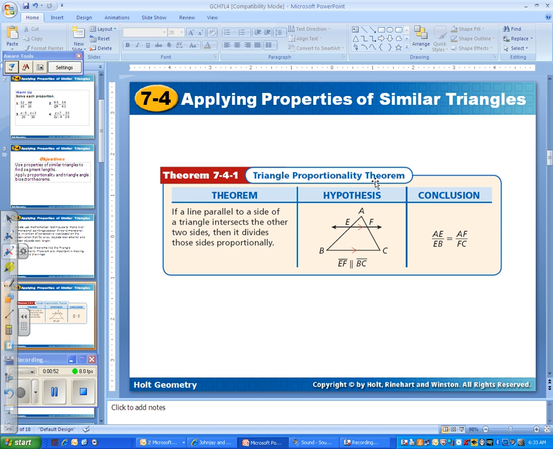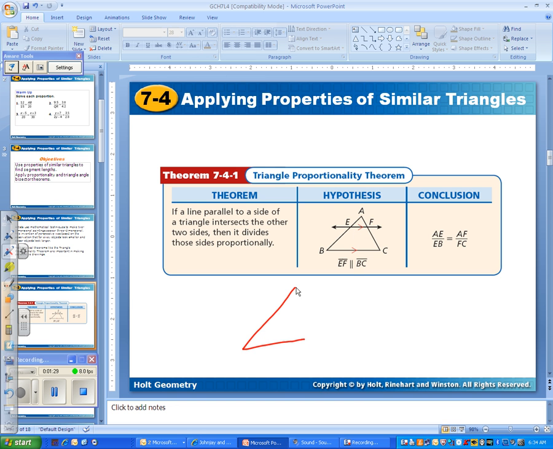First thing, triangle proportionality theorem. If a line is parallel to a side of a triangle, and that parallel side intersects the other 2 sides, then it's going to divide those sides proportionally. So if we have a triangle, like we do here, and they tell us that these 2 sides are parallel, automatically this triangle will be similar to this triangle, and their side lengths will be proportional. So if I tell you that 2 sides are parallel, what's going to happen is this side AE over EB will be proportional to AF over FC.